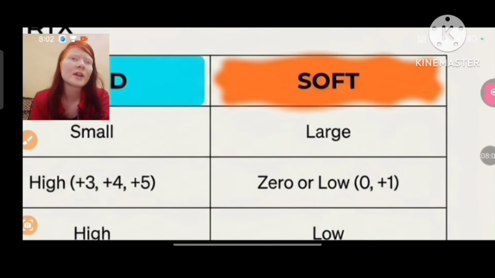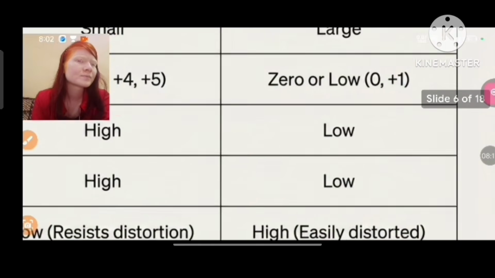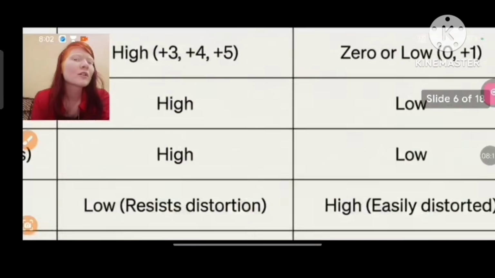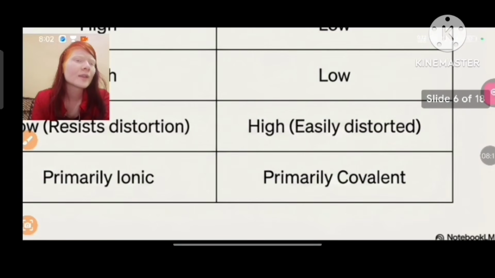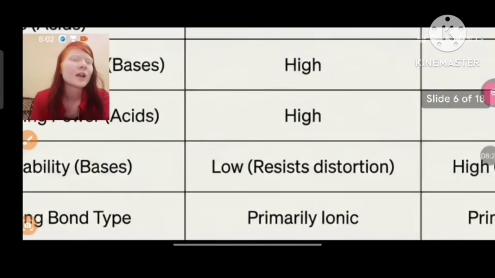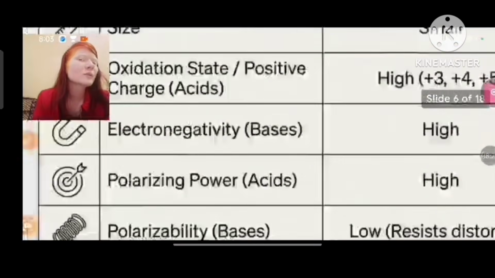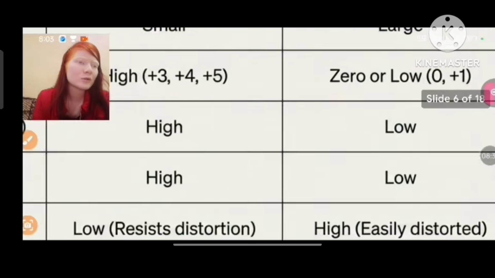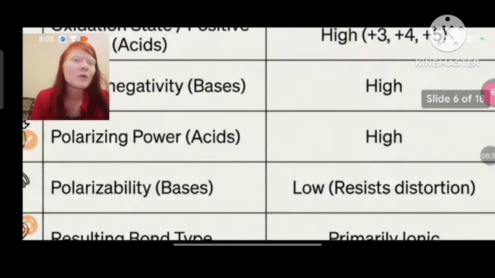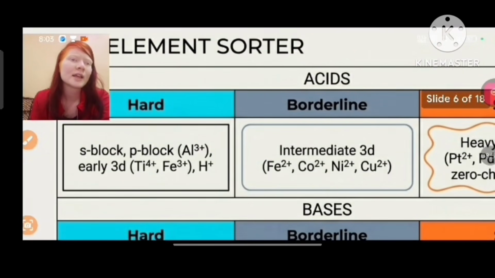Now let us see the soft acid. A soft acid should be large in size, and the oxidation state is 0 or very low. The polarizing power will be low here, and they primarily form covalent bonds. Now let us see the soft base. Electronegativity will be low here, and the polarizability will be higher here. Now let us see some examples of it.